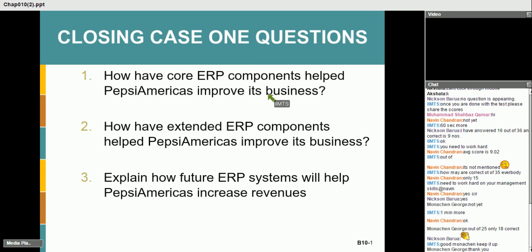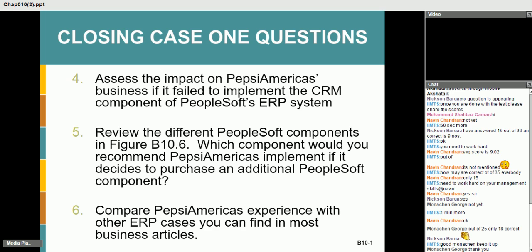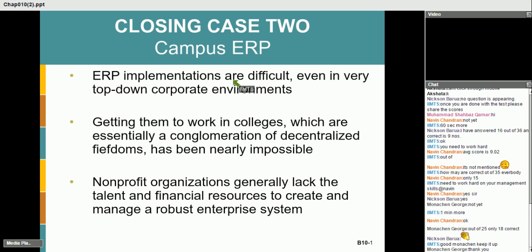How have core ERP components helped Pepsi America improve its business? How have extended ERP components helped Pepsi America improve its business? Explain how future ERP systems will help Pepsi America increase its revenues. So these are some of the questions which show the benefits of installing an ERP solution into your organization, so as to integrate your different business portfolios or different business functions within the organization.